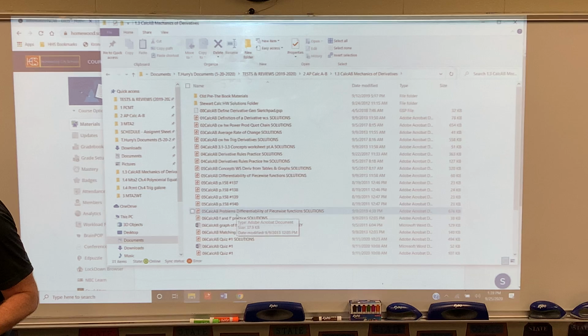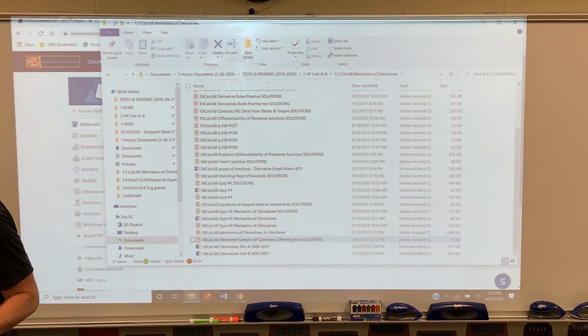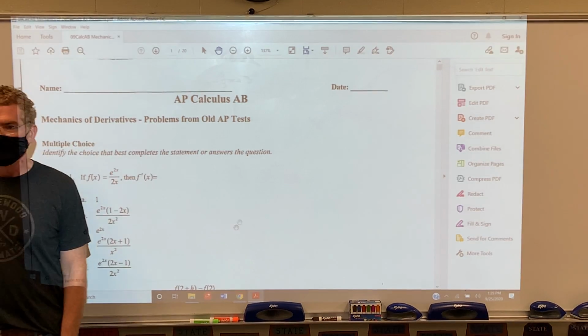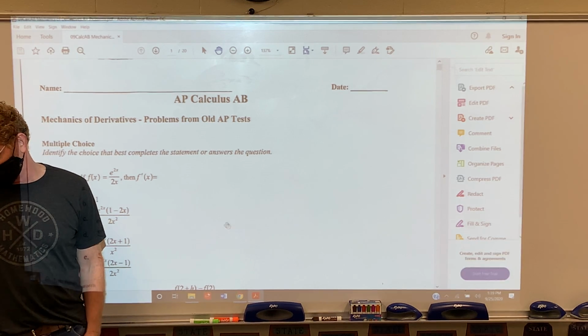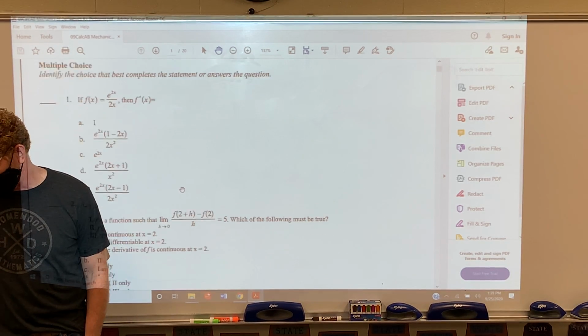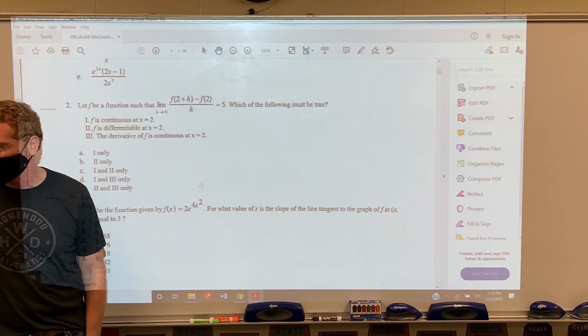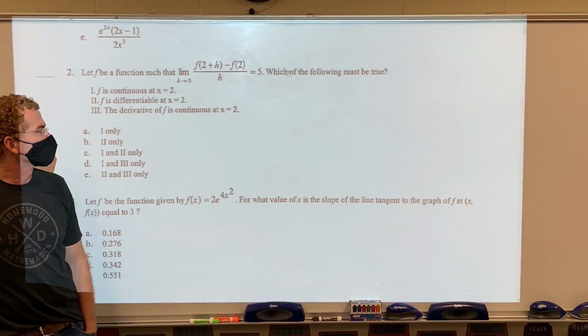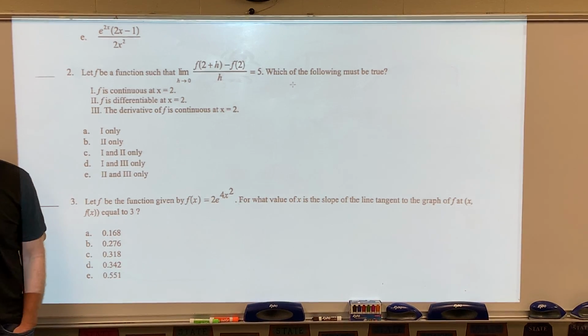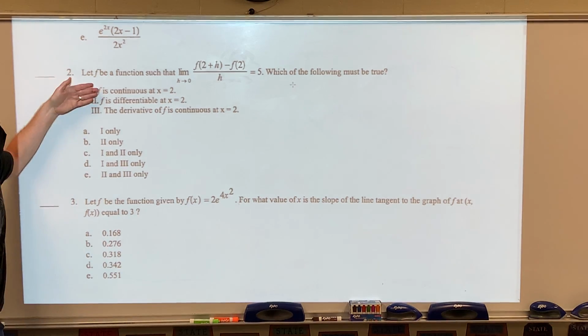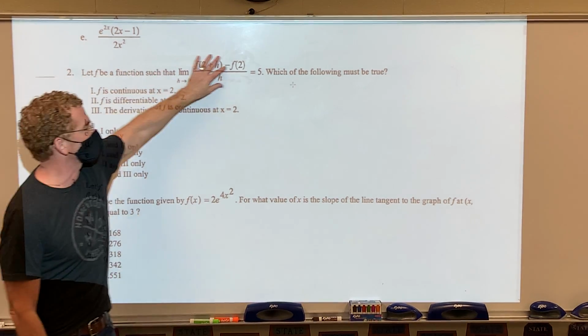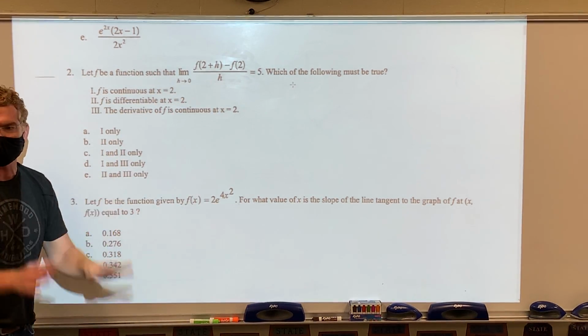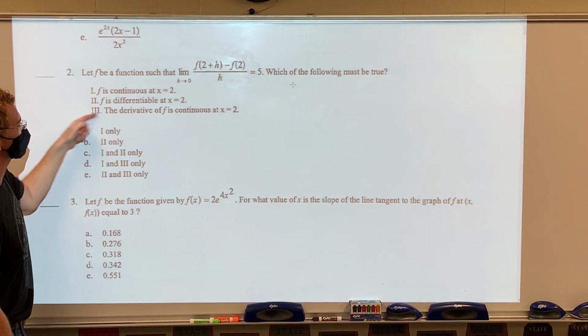You do not have this. These are old AP questions, actual ones from AP tests. And I'm just going to throw some stuff out here, like number 2. AP Calculus loves this stuff. They give you a piece of information and then they say what must be true: 1, 2, 3. And you have to pick.